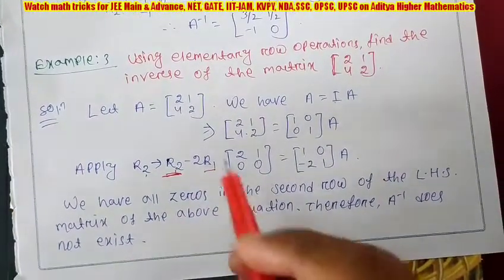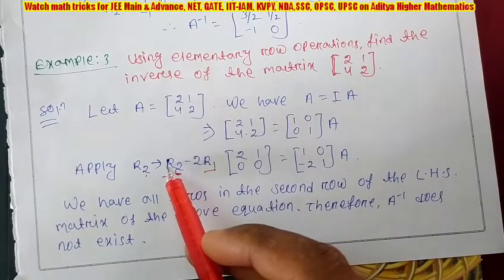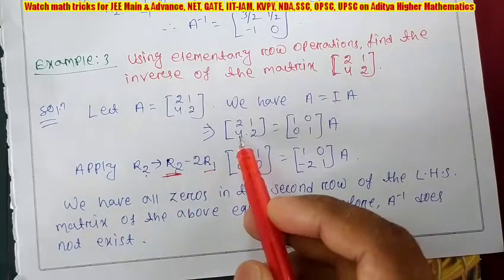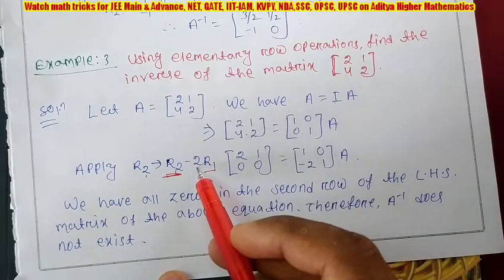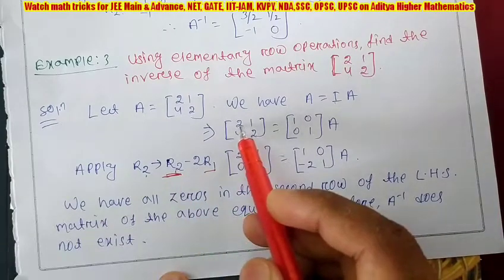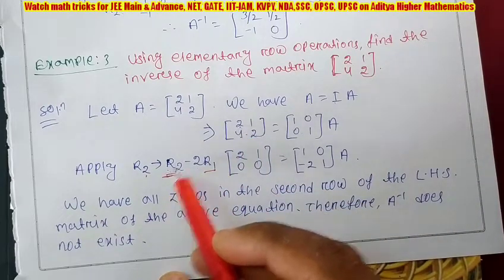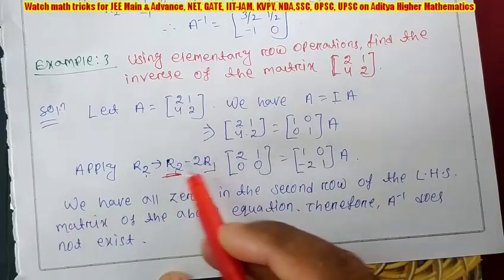Now, R2 element is 4, you have to write in R1 coefficient, and R1 coefficient is 2, you have to write in R2. But I am not writing 2, 4, I am writing 1, 2. Why is it?